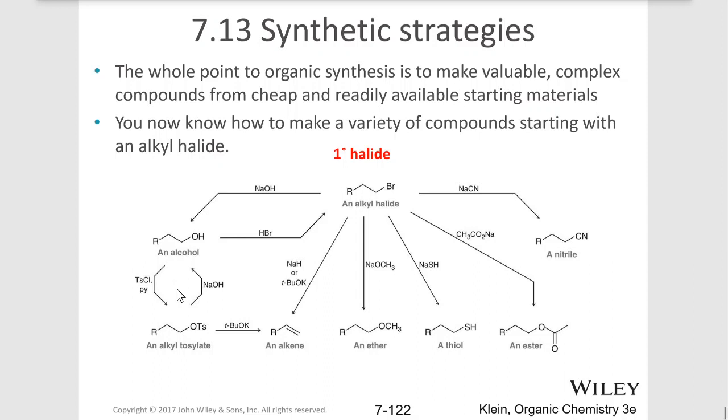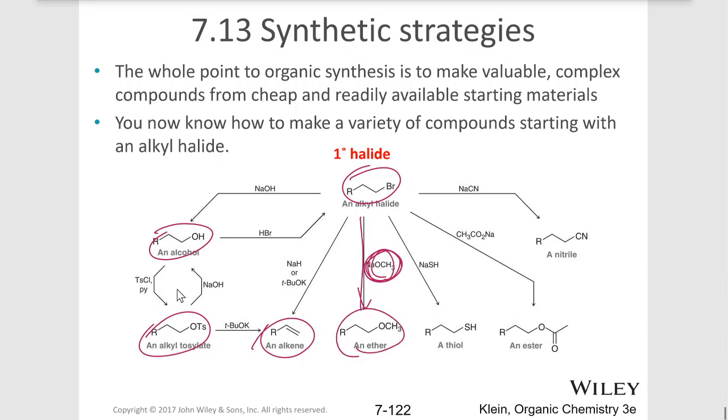And so when you have a simple alkyl halide like this here in the middle, then from that you can make an alcohol. You could make a tosylate, where you can go on to make something else out of that, and you can then do an elimination to get an alkene. You could make an ether if you're reacting that alkyl halide with an alkoxide. If our nucleophile is SH, you can make a thiol.